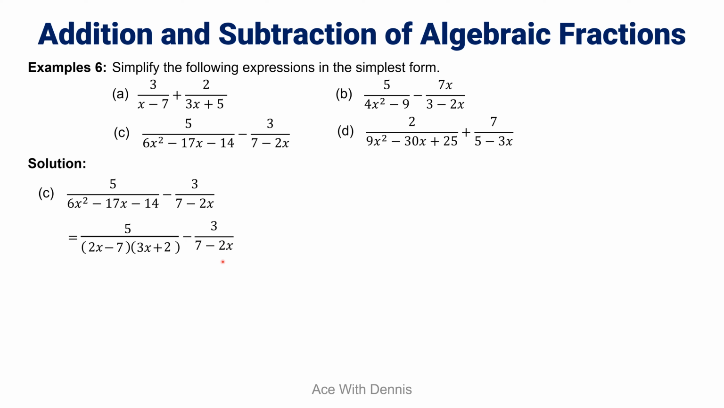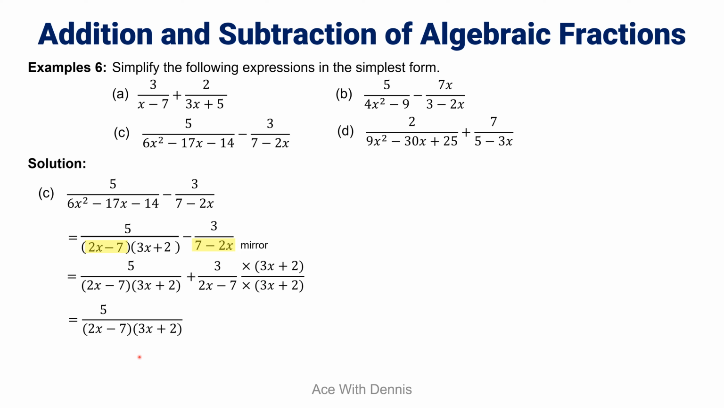After that, we'll look at these two fractions, 2x minus 7 and 7 minus 2x. They are the mirror. So what I have to do is switch this sign and then swap these two terms here. The first fraction, we don't do anything, copy down. So minus becomes plus, then 3 over 2x minus 7. Okay, and comparing these two denominators, we have 2x minus 7, 2x minus 7. So this second fraction, we'll multiply with 3x plus 2 for the top and the bottom. And then expand the bracket here.